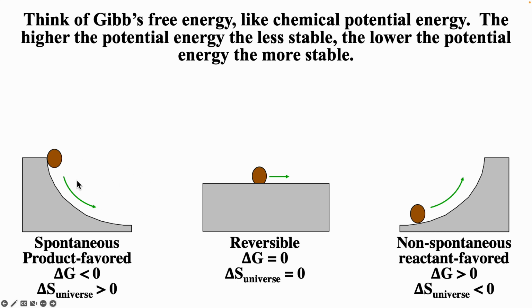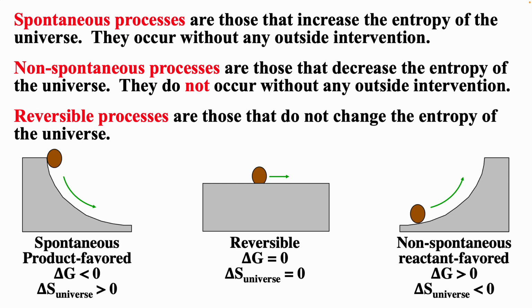And so we have delta G less than 0 corresponds to spontaneous. Delta G greater than 0 corresponds to non-spontaneous. Delta G equal to 0 corresponds to reversible. So spontaneous processes are those that increase the entropy of the universe. They occur without any outside intervention. Non-spontaneous processes are those that decrease the entropy of the universe. They do not occur without any outside intervention. Reversible processes are those that do not change the entropy of the universe.